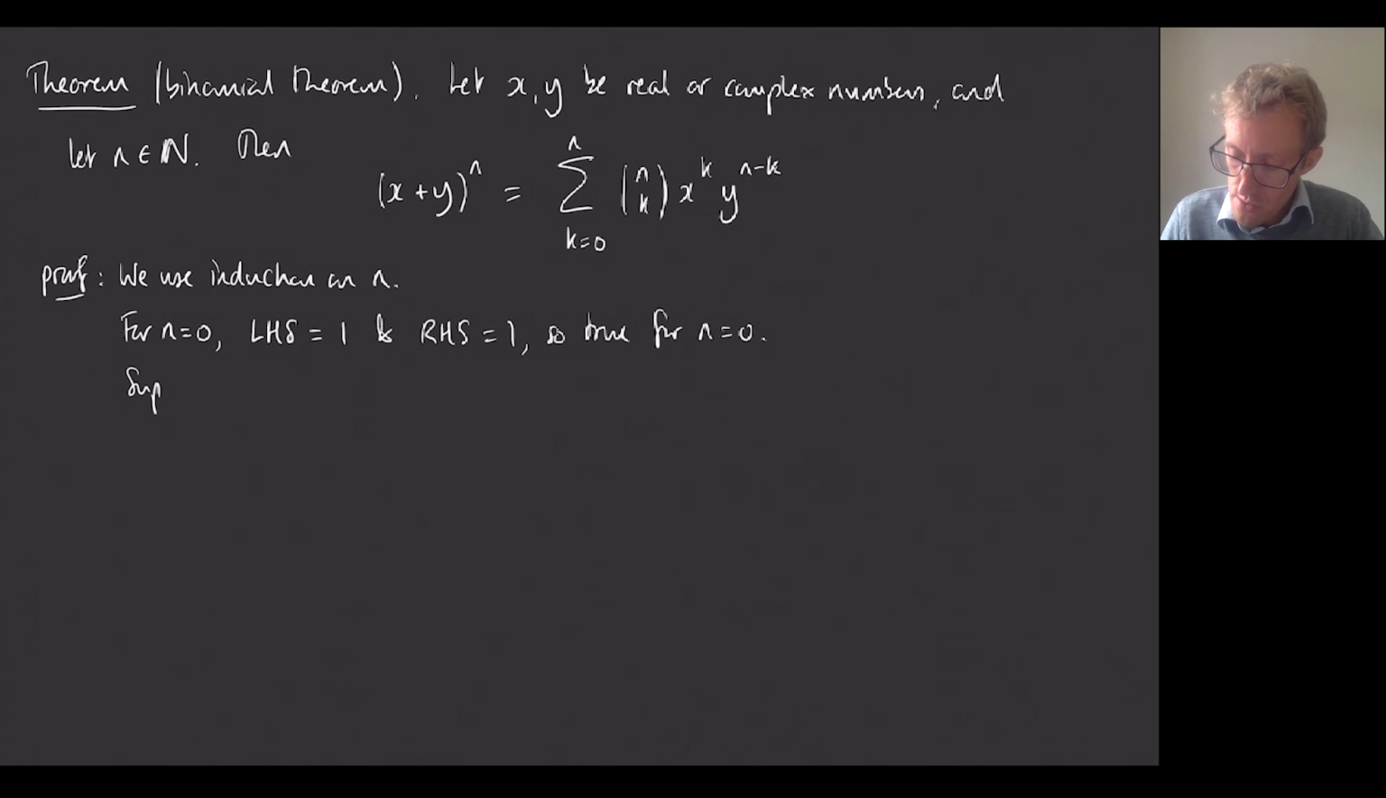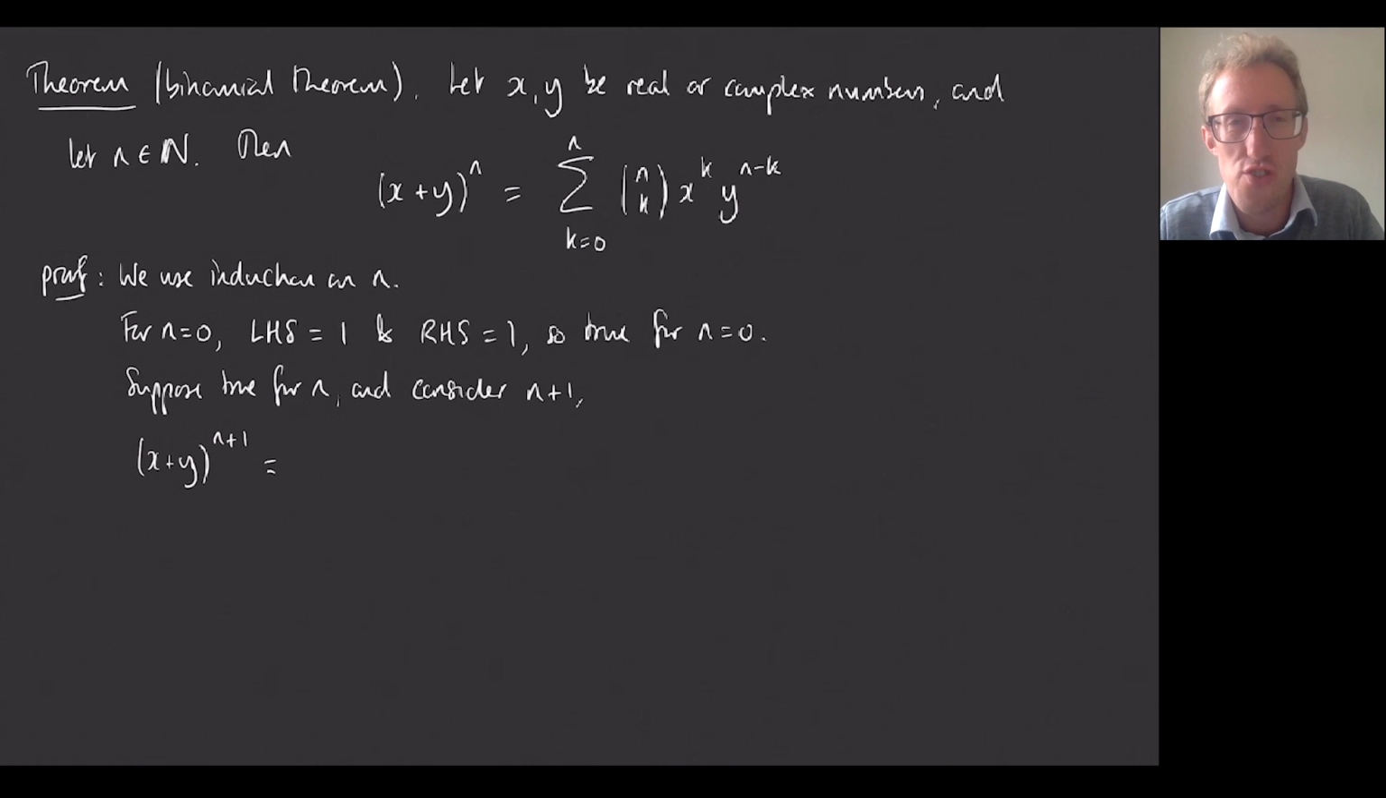Now we're going to suppose it's true for n, and we're going to consider whether it's true then for n plus 1. So x plus y, probably going to run out of space here because I've got to now write out quite a lot of algebra. So x plus y to the n plus 1, we're going to try and make use of the fact that we're assuming it's true for n. So we're obviously going to try and write this as x plus y times x plus y to the n, and then use the fact that we're assuming it works for n.